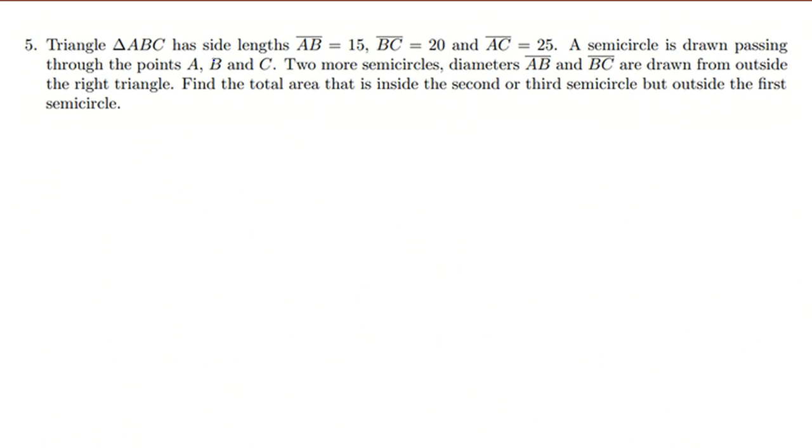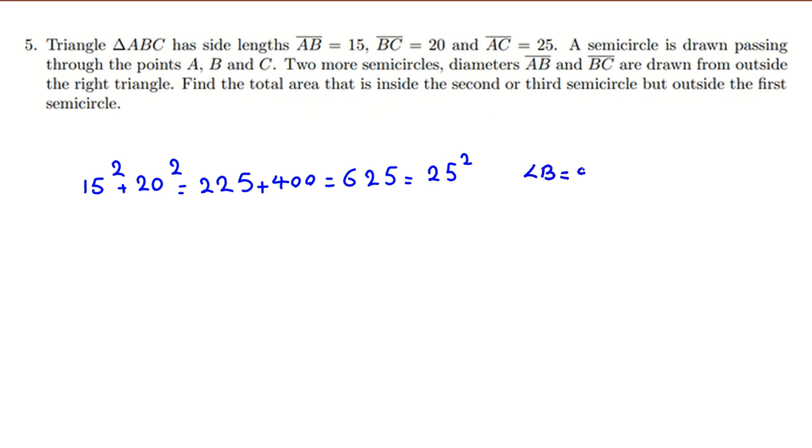It says triangle ABC has side lengths AB 15, BC 20, AC 25. If you check, you can see 15 squared is 225 plus 20 squared, 400, which is 625, which is 25 squared. And you can understand these sides are sides of a right angle triangle, and AC is the hypotenuse, so B equals 90 degrees.